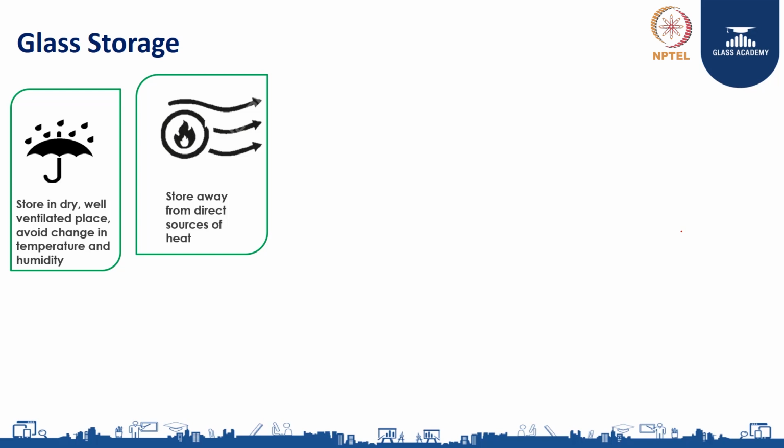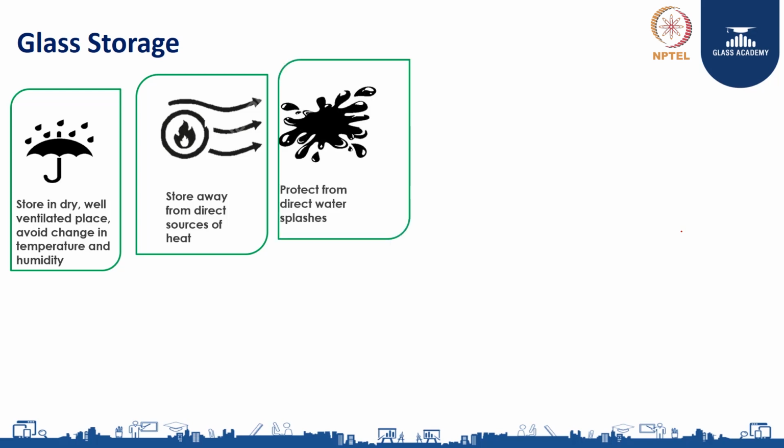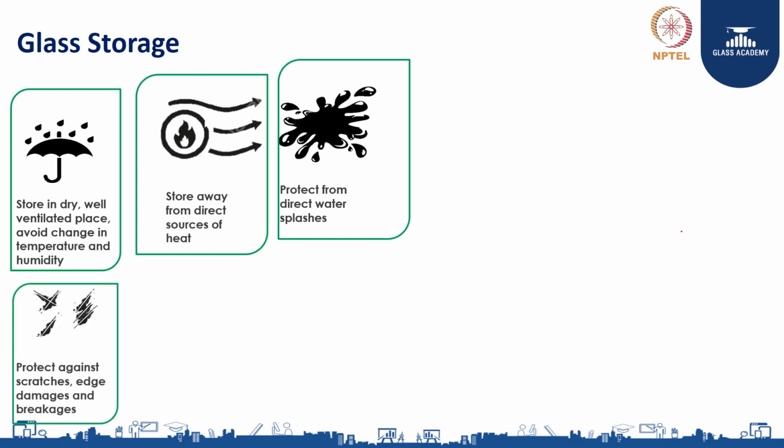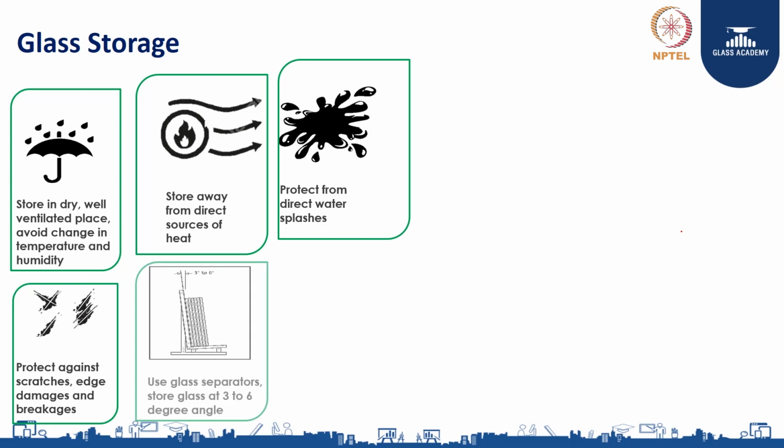Everybody should have a good practice of storing inside the building, where you don't have any direct sunlight on the glass. Protect it from direct water splashes, either rainwater or dripping pipes. That should be stopped. Protect against scratches and edge damage or breakage, because sometimes you are not able to shift a whole pile, so maybe you have to move a single pane at a time. You have to be very careful when shifting from one place to another, to avoid scratches between the glasses.